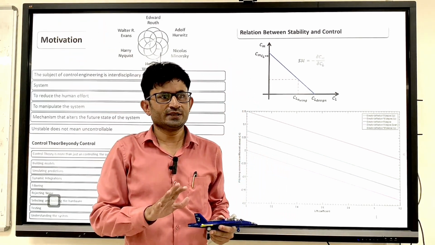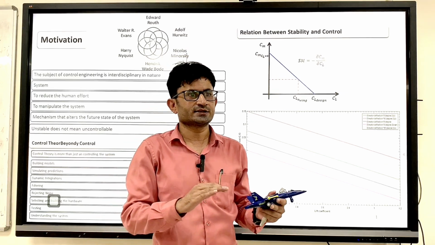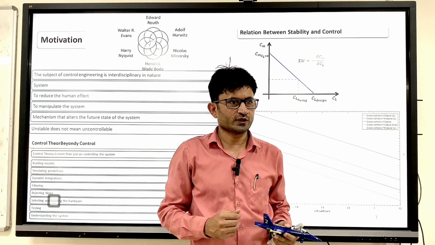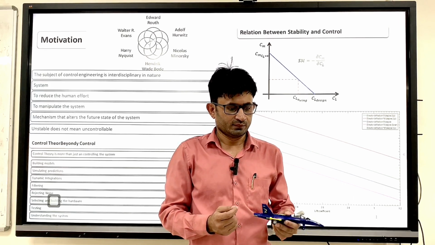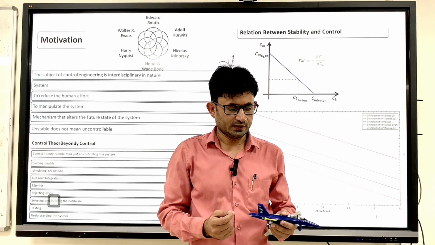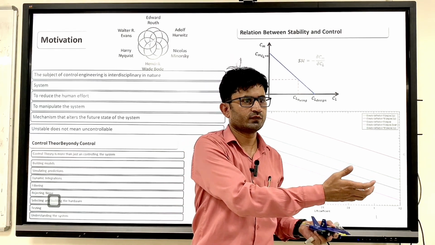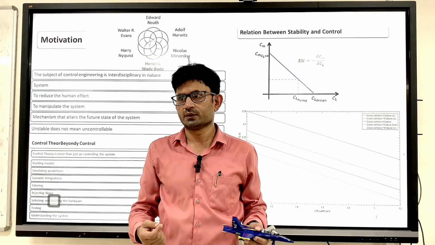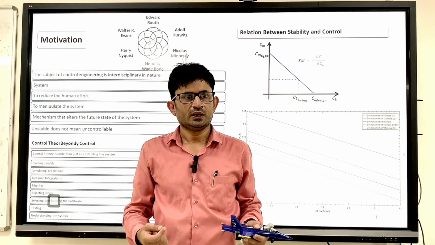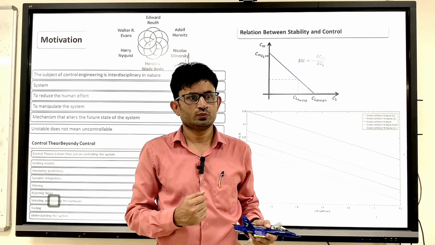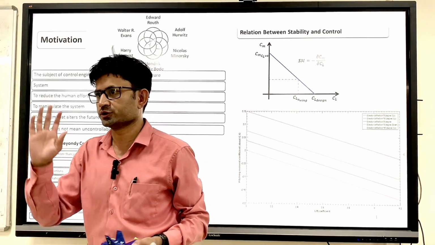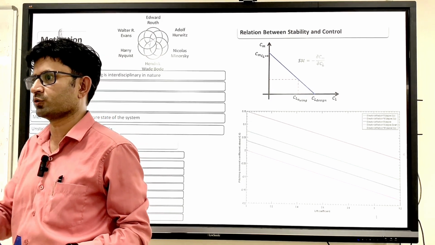See, stability means it has an inherent tendency to come back to the original position. For example, if you disturb the pendulum from the equilibrium position, it quickly returns to the equilibrium position, and if you want to move the pendulum to some other position, that actually means controlling, right?